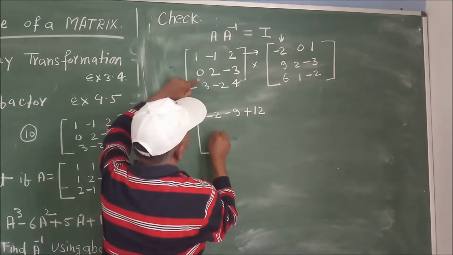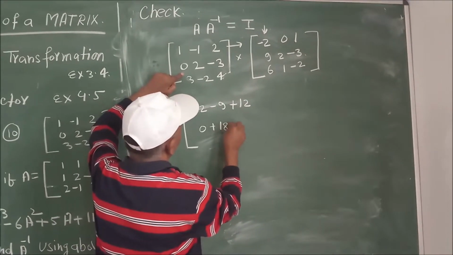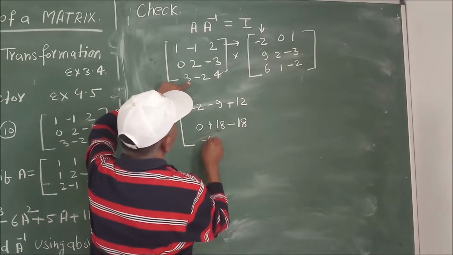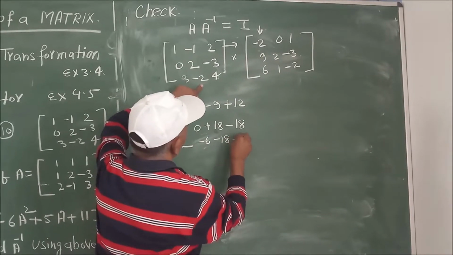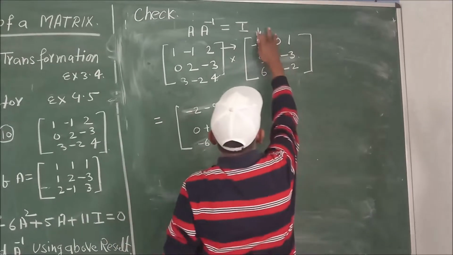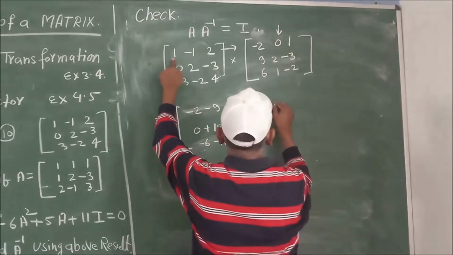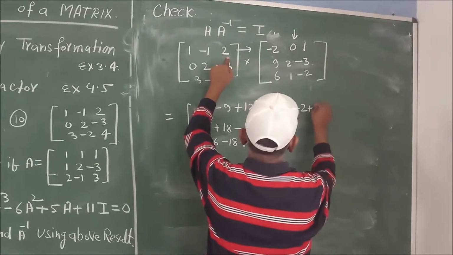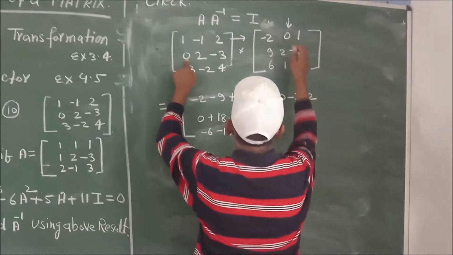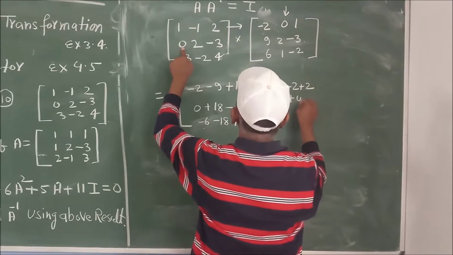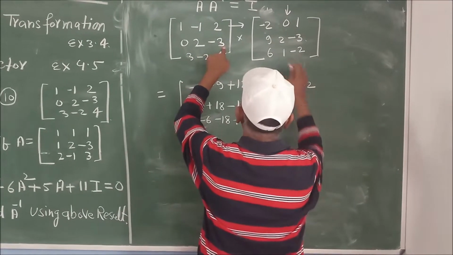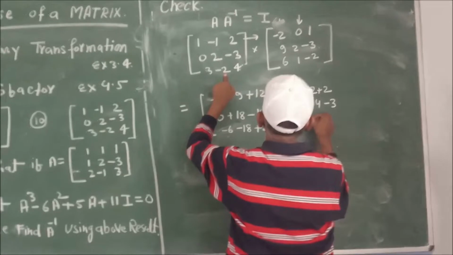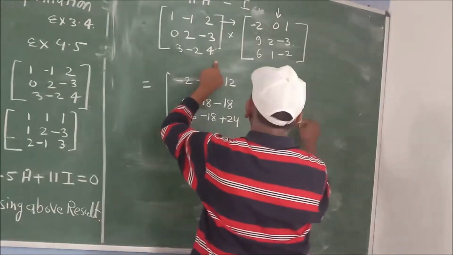Again 0 into minus 2, 0 plus 18 minus 6 into 3, 18. Then 3 into minus 2, minus 6 minus 18 plus 24. Again multiply C2 with R1. So 0 into 1, 0, minus 2 plus 2. Again here 0 into 0, 0, plus 2 into 2, 4. And again minus 3 into 1, minus 3. Again multiply 3 into 0, 0, minus 2 into 2, 4, 4 into 4, 4.